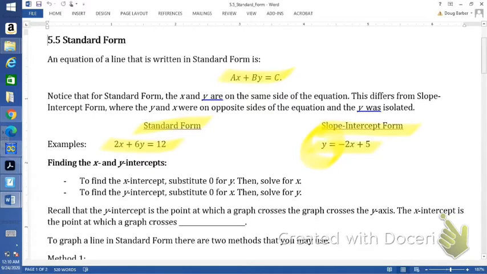Finding the x and y intercepts. If we want to find the x-intercept, what we're going to do is substitute 0 in for y and then solve for x. And then to find the y-intercept, we're going to substitute 0 for x and then solve for y. And this is what we're going to do probably in the second part of the lesson when we're asked to specifically find what the intercepts are.